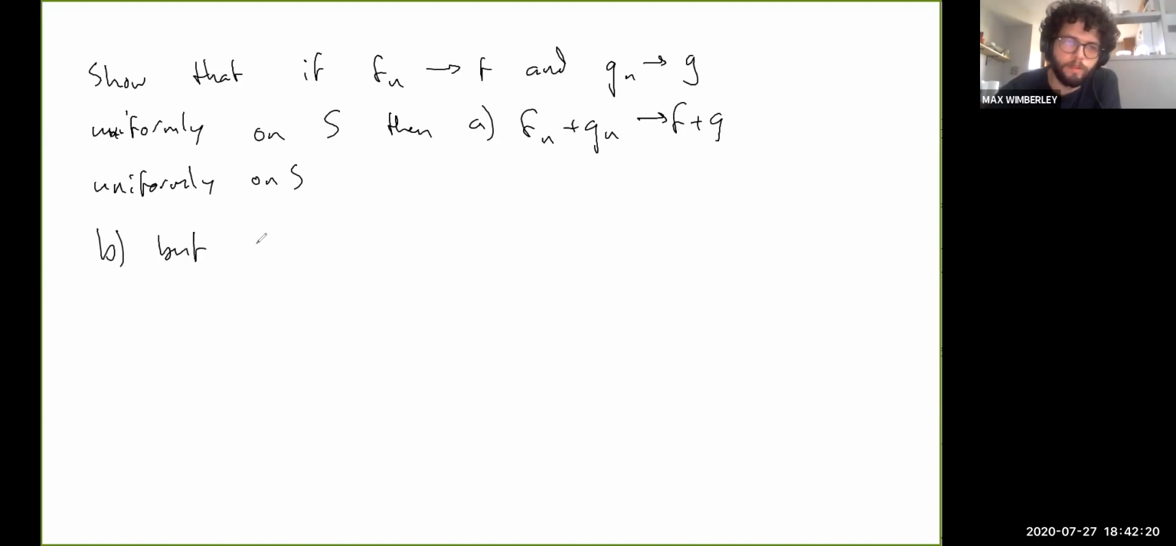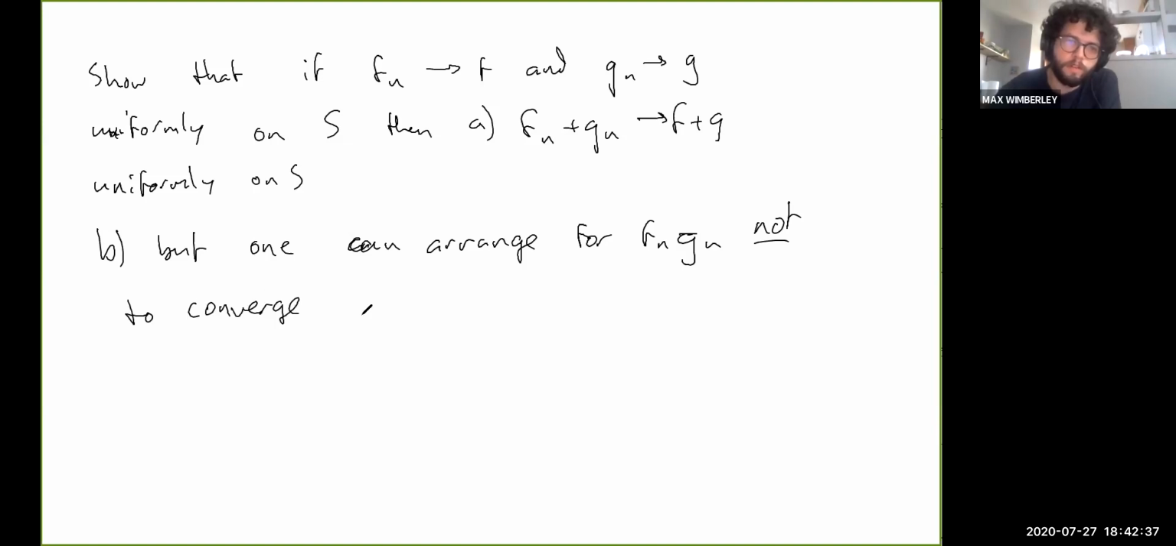But one can arrange for fn gn not to converge uniformly to fg on S. Okay, so the first part is just doing a general proof that this is true for all possible pairs of sequences, right? And then the second part is coming up with a counterexample.